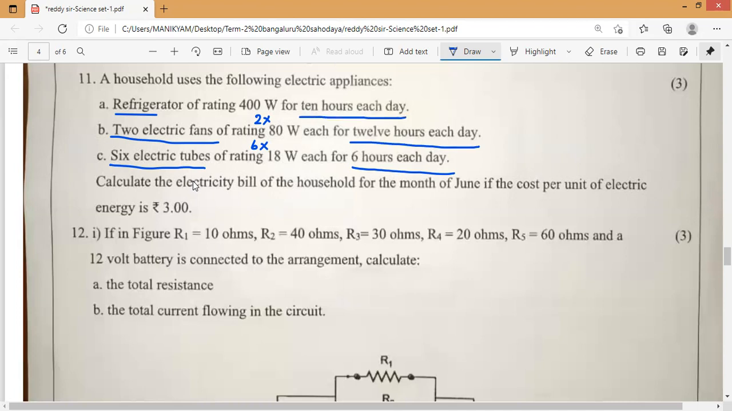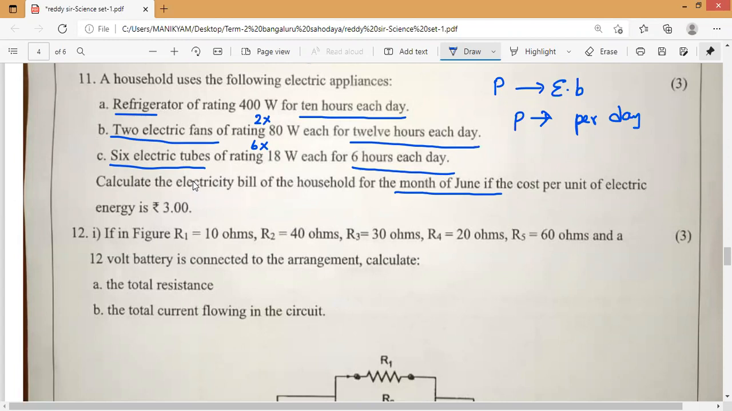Now, whenever you are getting a power problem, all of you remember, if they are asking for the electric bill, you have to calculate the power consumption per day first. Per day, what is the power consumption, you have to calculate. Later, for the month, whatever month they have given. They are mentioning here the month of June. As we know, how many days does the month of June contain? That is also very important. A month of June has 30 days.